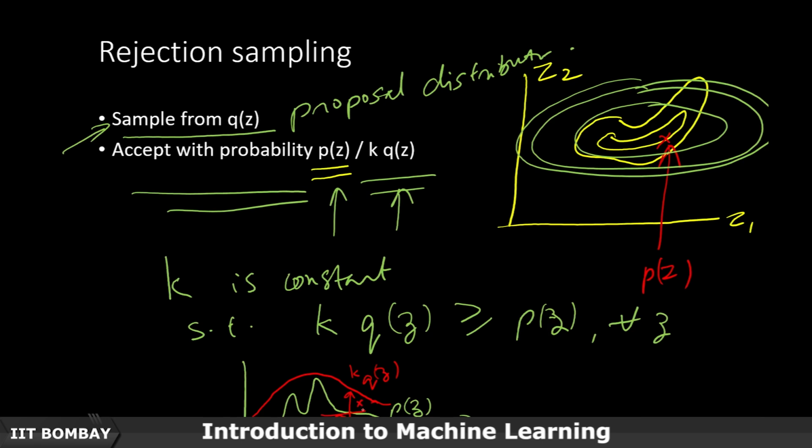The disadvantage of this is that wherever this ratio is small, where p of z is much smaller than k q of z, I will reject a lot of samples in that region, so I will be wasting samples in those regions. Plus the other disadvantage is that I have to find a good value for k, otherwise this scheme will not work.